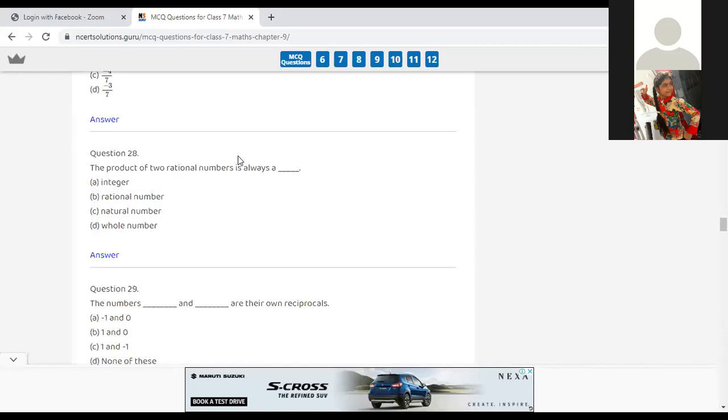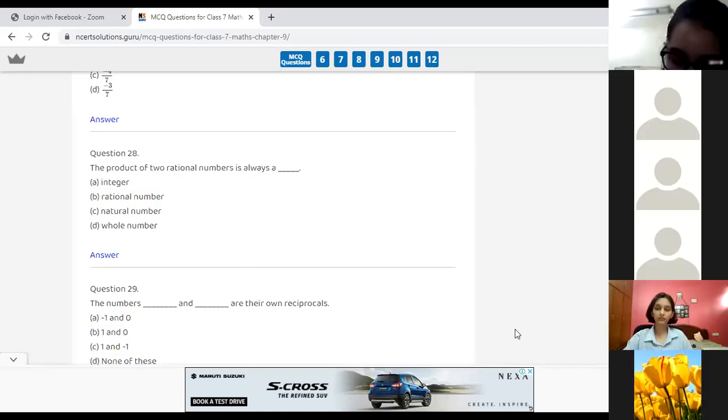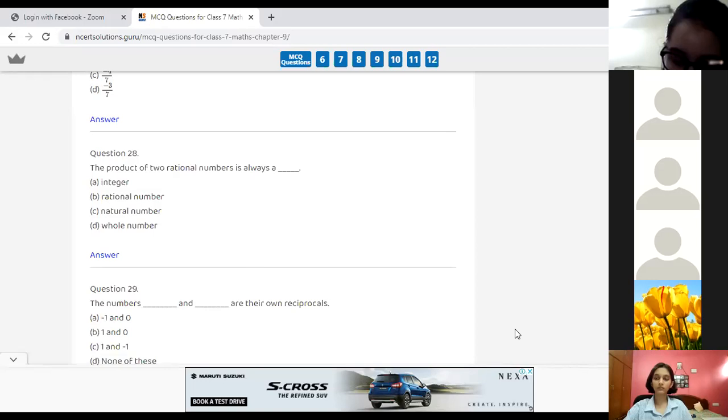Can you tell me the name of this property? Anyone? The product of two rational numbers is always rational. Can you tell me the name of this property? Akshita. Closure property. Yes, very good. It's closure property of multiplication.